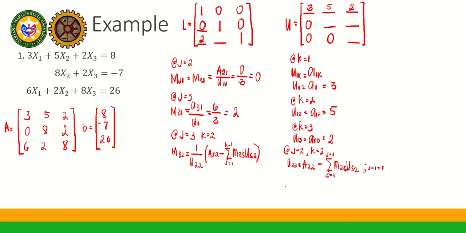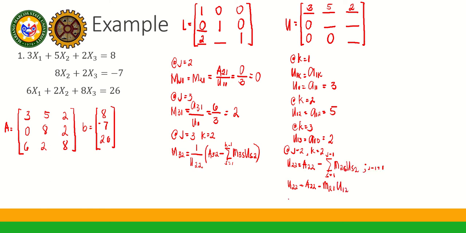1 lang. Okay. So, yung U22 is equal to what is the element in row 2, column 2? That is equal to 8. Okay? Minus, since S natin is equal to 1, M2, 1 ito. Okay, so sulat muna natin dito. U22 is equal to A22 minus, since S is equal to 1, hindi na to magiging summation since isa na lang naman yung value ng S natin. So, this will be equal to M21 and then U12. Okay? This is U12.